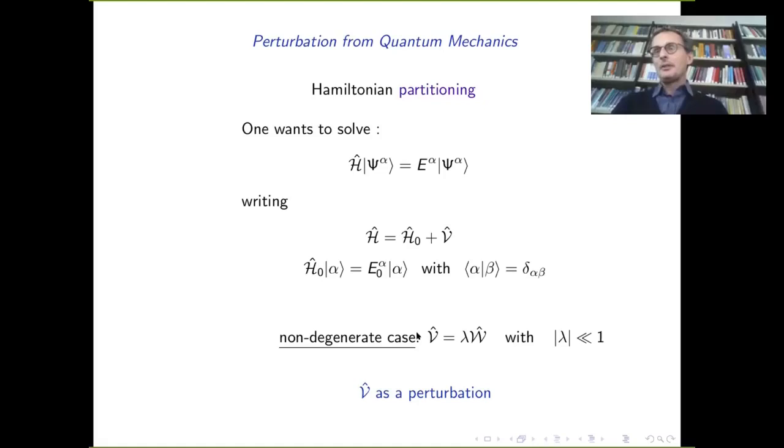V is considered as a perturbation, and we'll see that knowing the amplitudes and the eigenvalues and eigenfunctions of H naught will lead us to a very elegant way of determining the eigenvalues and eigenvectors of the exact H Hamiltonian.